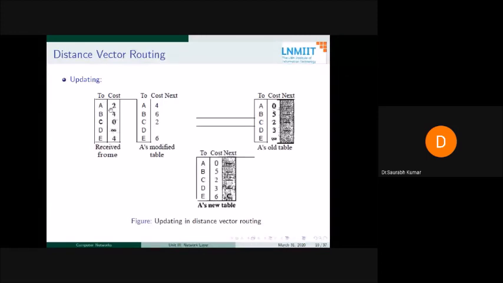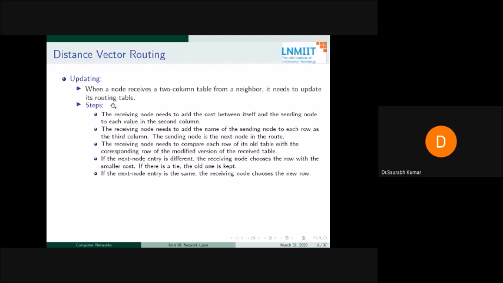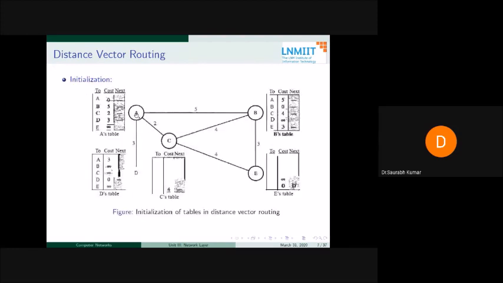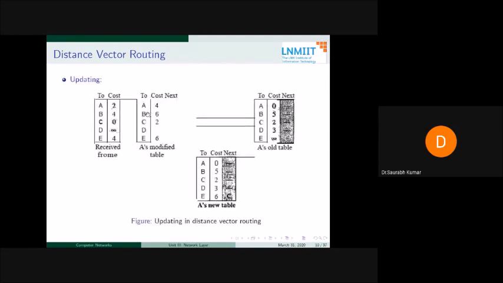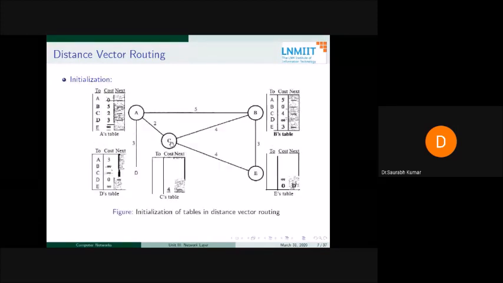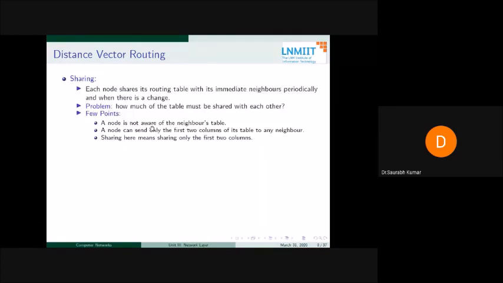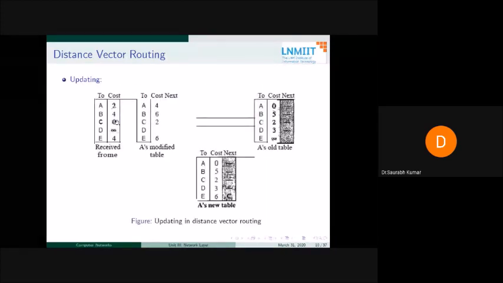Now what A does is, whatever values A has received, A has to add these values to the routing entry of A itself. So 2 plus, you see the value over here to reach from C to A is 2. So it will be added. So the answer will be 4. Similarly, 4 is received from C, so 4 plus 2 is 6 over here. Similarly, 0 is received from C and the distance of A is 2. So 0 plus 2 is 2.